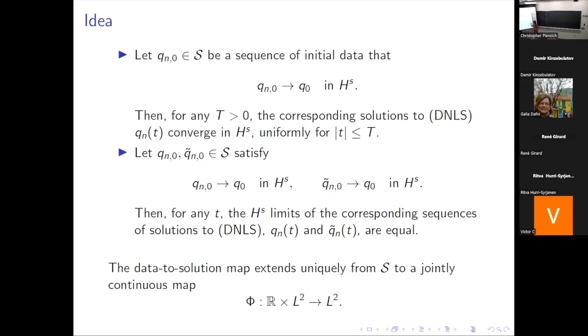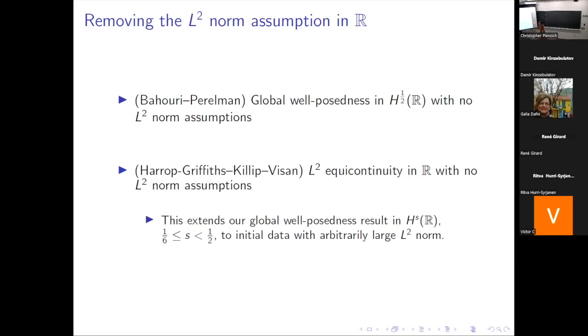And the two limits that we're going to get if we consider two different sequences of initial data that converge to Q naught are going to be, again, exactly the same. So we have a limit, it is unique, and this is exactly what we define as our solution. The sense in which we say that we have global well-posedness is that the data to solution map extends uniquely from Schwarz space to a jointly continuous map. So this was a very rough sketch of how we proved global well-posedness under the 4π assumption in H16.